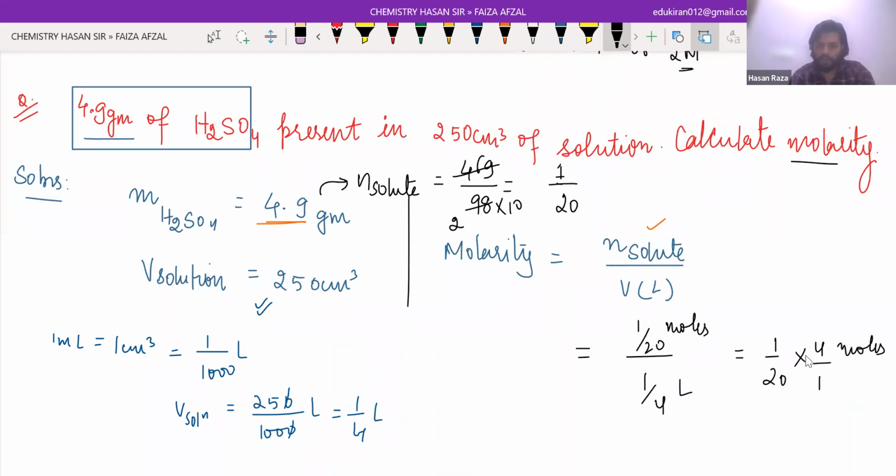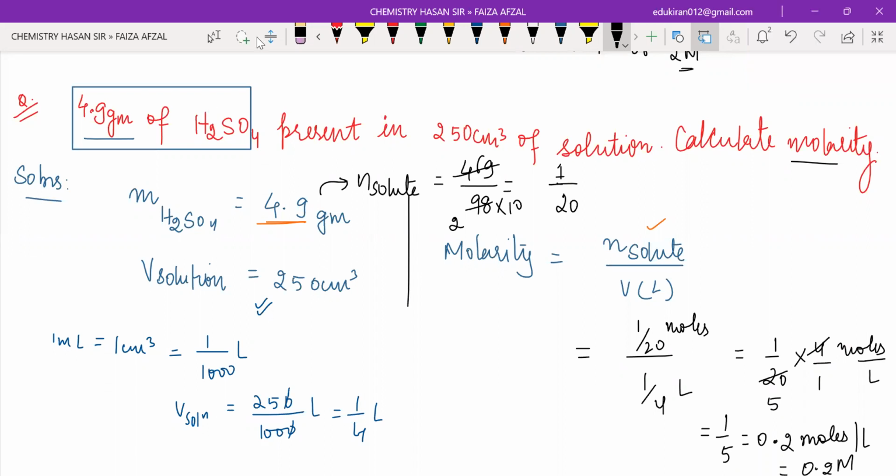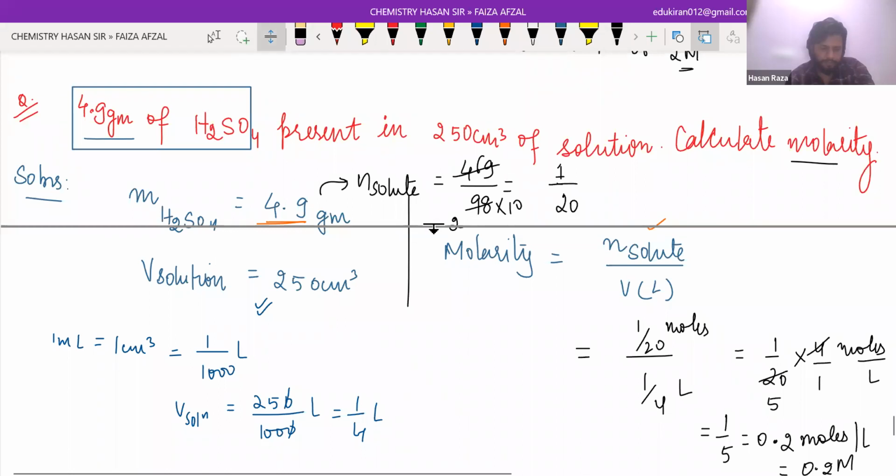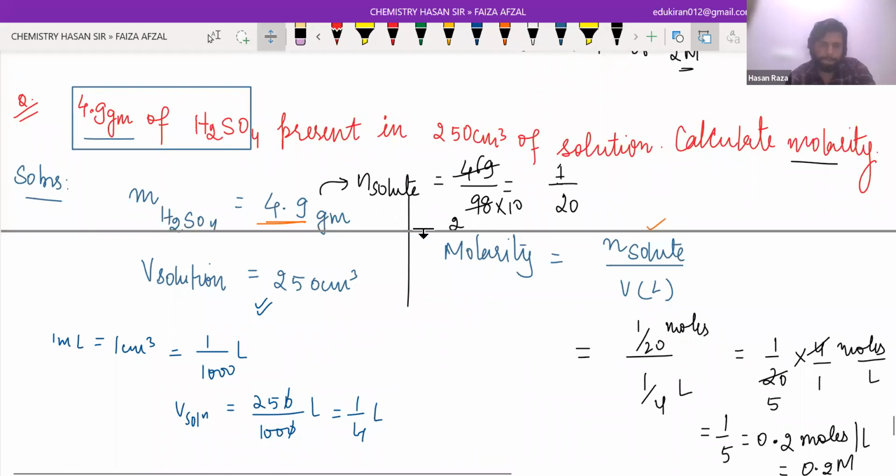You can see 4 fives are 20, so it will be 1 by 5. Or you can write 0.2 moles per liter, or you can write 0.2 M. Okay, so isn't it easy? Yes, sir. So let me know when to change the slide. Done, sir.